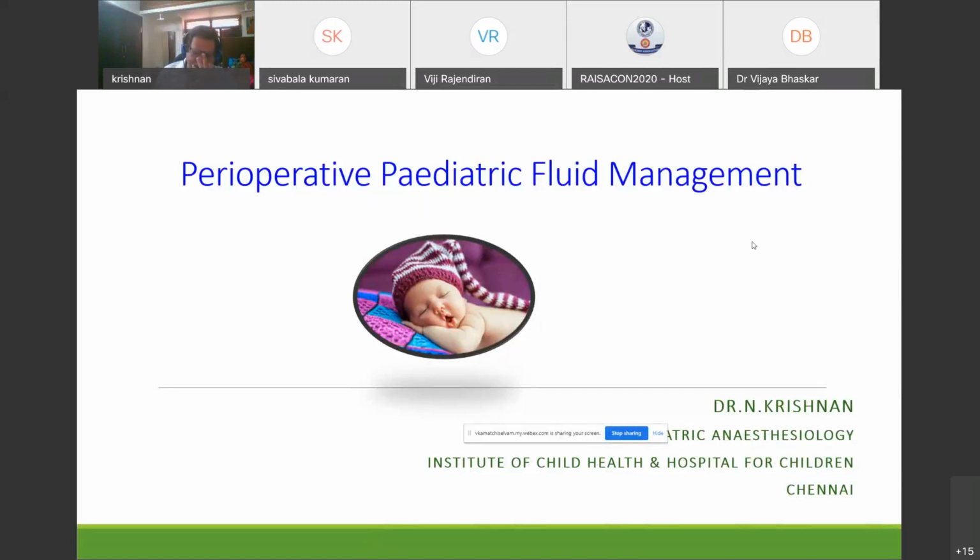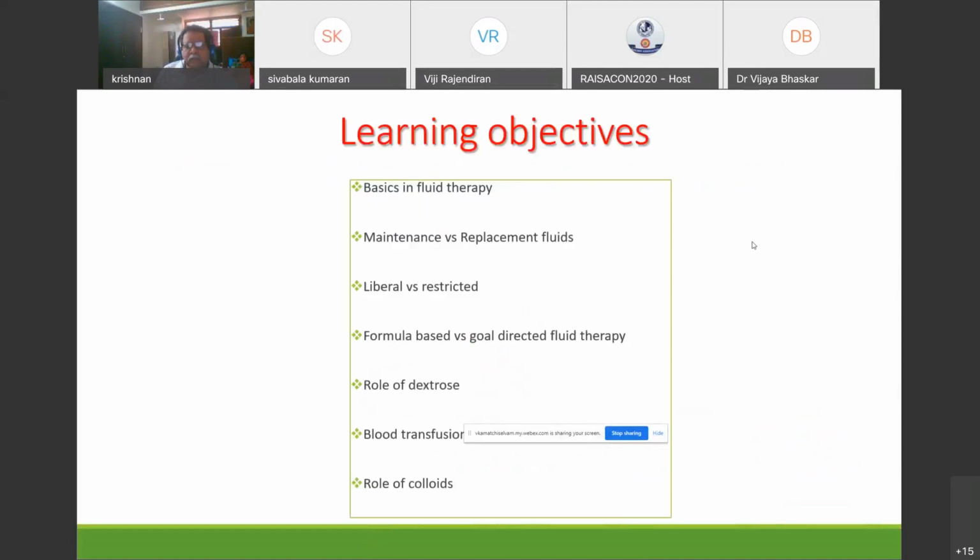Perioperative pediatric fluid management. Okay. So the learning objectives of this class would be a few basics on fluid therapy, what is the difference between maintenance and replacement fluids, what is the difference between liberal and restricted fluid management, what is formula based and what is goal directed fluid therapy.